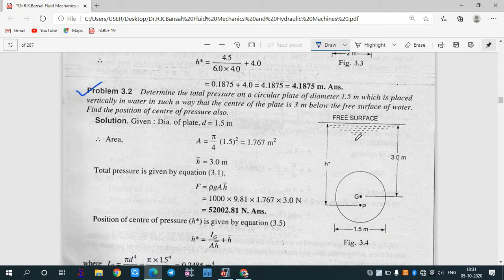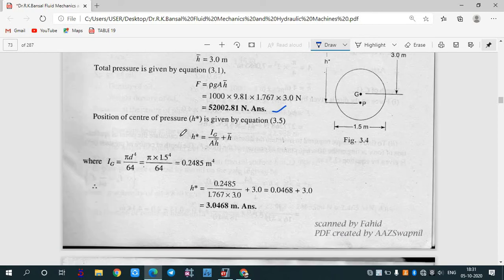Then the second problem we did was related to the circle. In case your object is of circular shape, what will be the force? We evaluated the force using the same formula, and we used the h star formula to find out where the center of pressure will be acting.